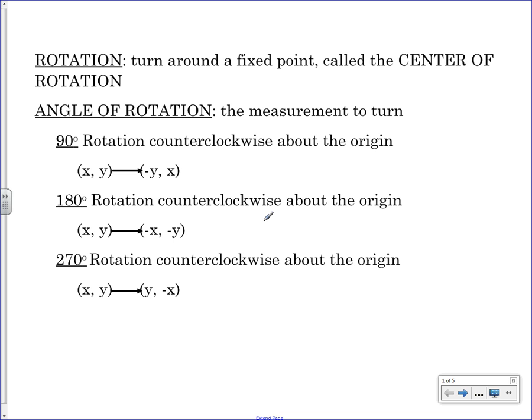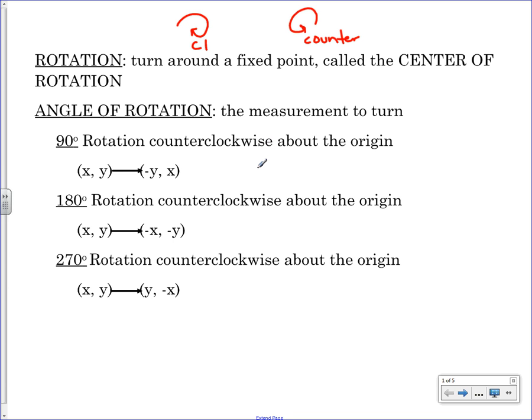The angle of rotation is the measurement to turn. So we might do 90 degrees counterclockwise, 180 counterclockwise, or 270 counterclockwise. First of all, we need to understand clockwise, right? I have a clock up there on purpose, so that if you ever forget which way to go, you look at the clock. So here's clockwise, in case you don't know, and here's counterclockwise, in case you don't know. We're going to do counterclockwise, because those are the ones we have rules for.